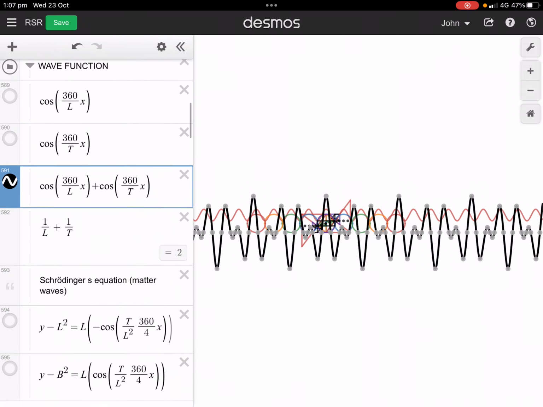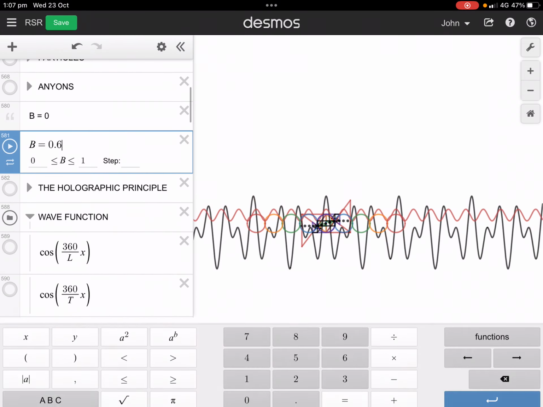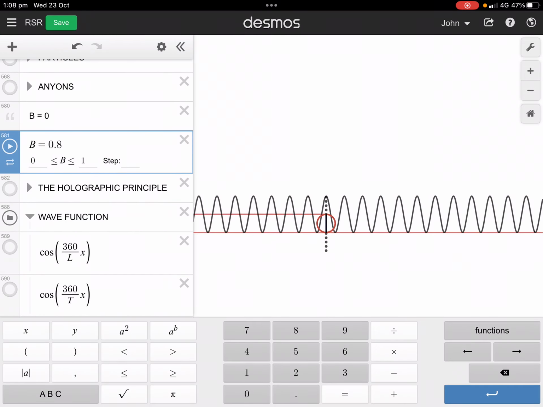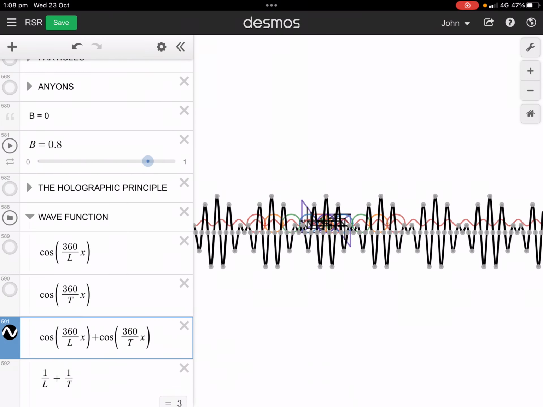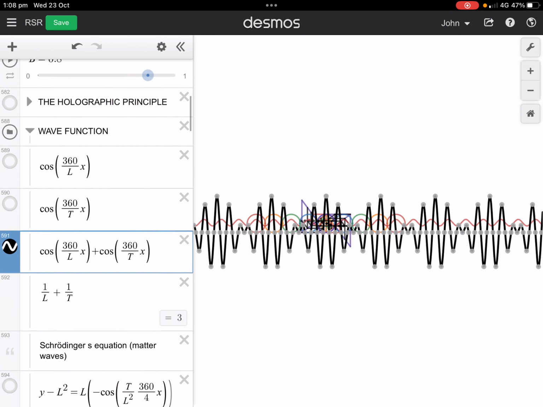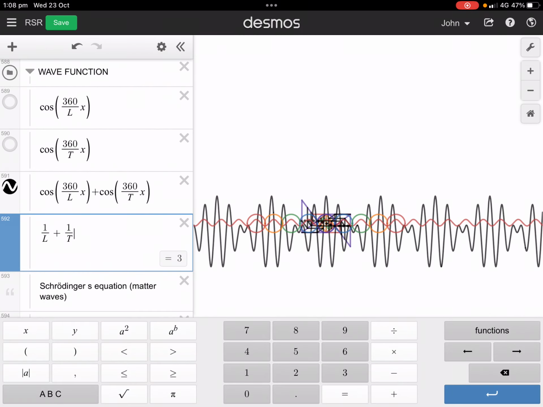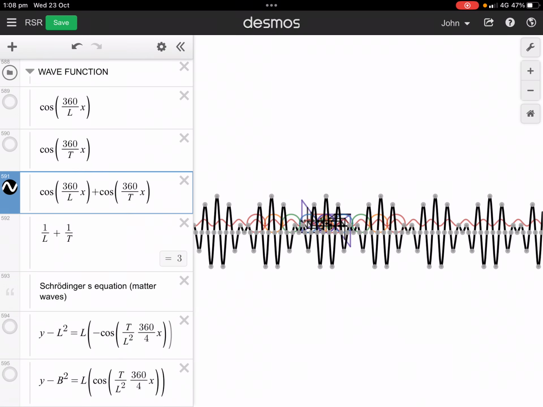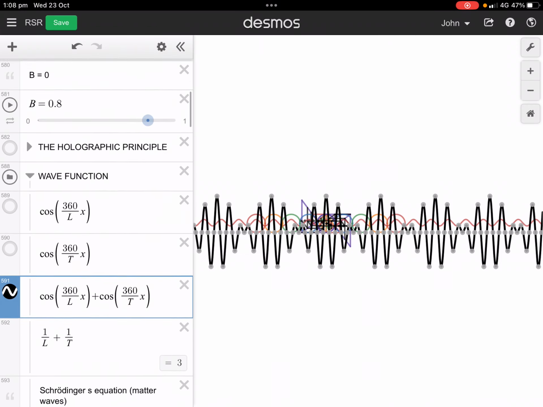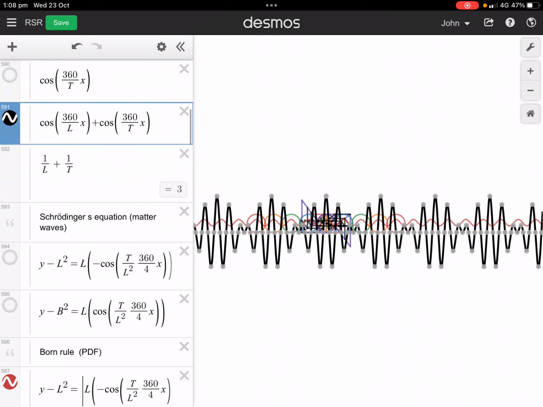Let me go to a higher B value. You can see that these beat frequencies really start to appear now. So at 0.8 you can see that the parallel redshift is 3, and that's the distance between the beat frequencies. So anyway, that's obviously not the wave function.